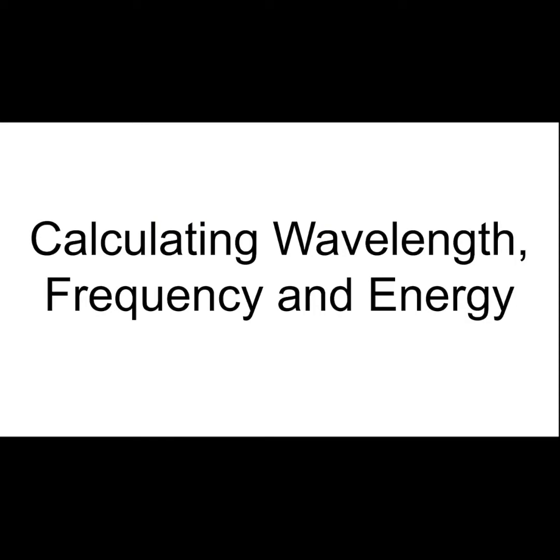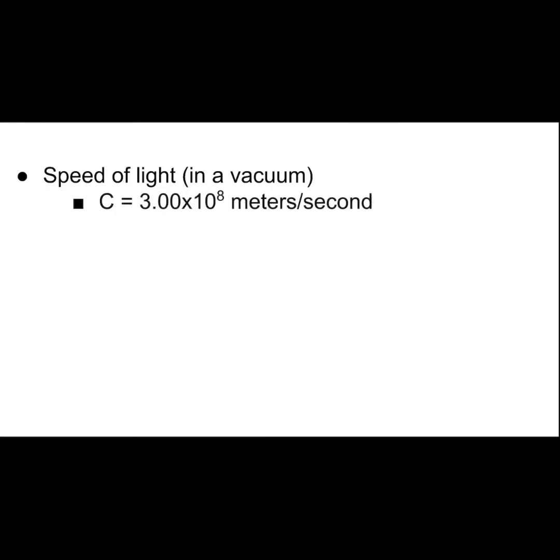We can also calculate wavelength, frequency, and energy and do a little bit of math to find these things. So let's look at that. We have to know the speed of light, and we say it's in a vacuum. That just means there's no outside forces, there's no wind, there's no gravity, nothing like that. It's almost like a perfect situation. So my speed of light is a constant number, meaning it will always be this number. It's always going to be 3 times 10 to the 8th meters per second.